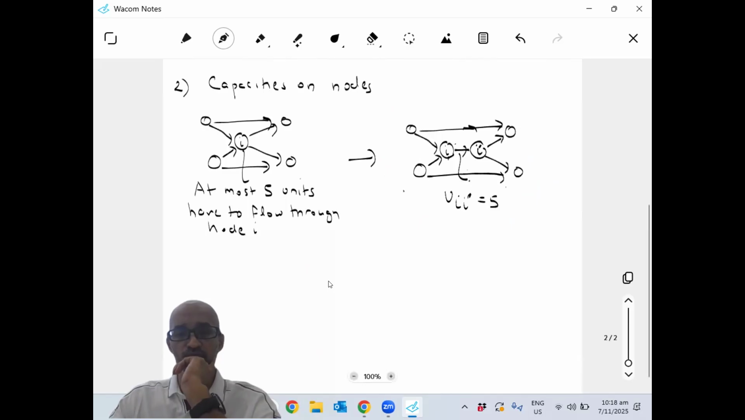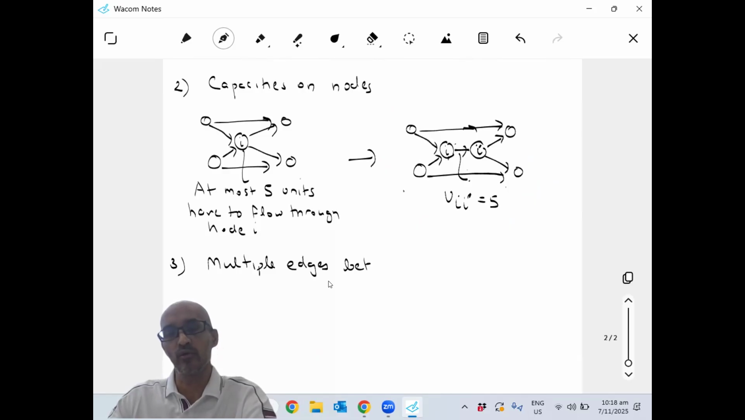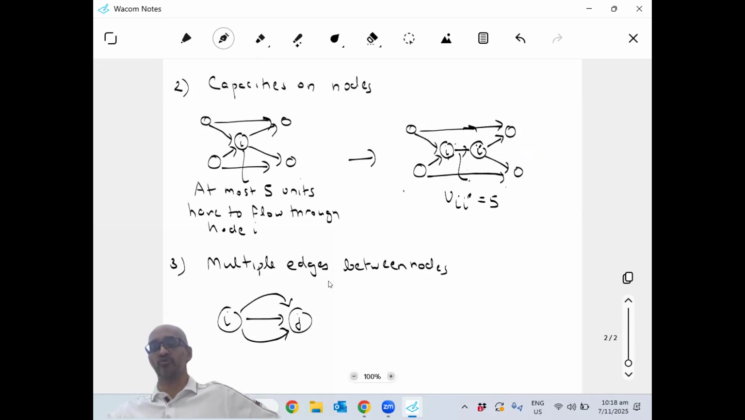A third transformation is multiple edges between nodes. Again, this is easy to deal with. Suppose I've got two nodes and maybe multiple links joining them. I told you that when we think about network flow problems, I will only allow one link between I and J. But say I've got multiple ways to get from I to J, multiple arcs. You can transform this to a standard network flow problem.